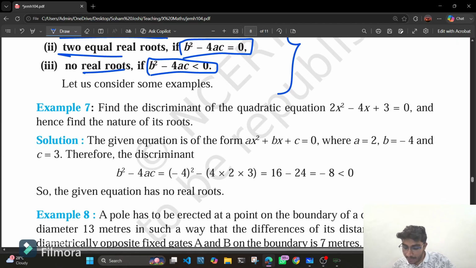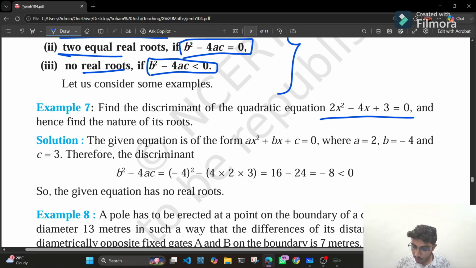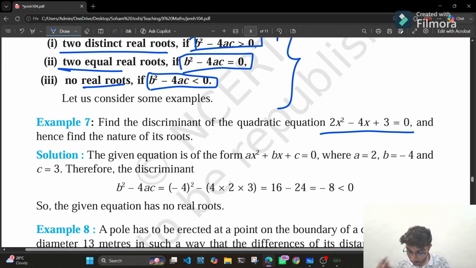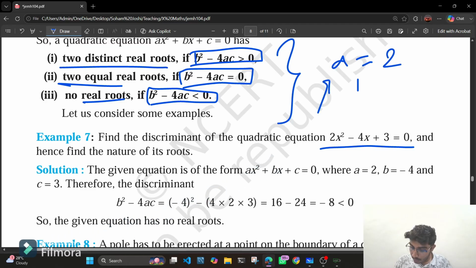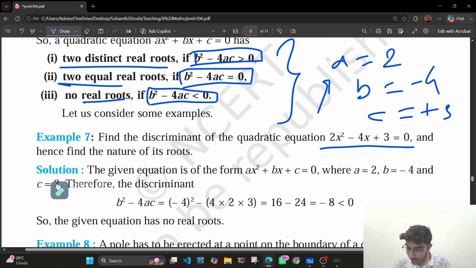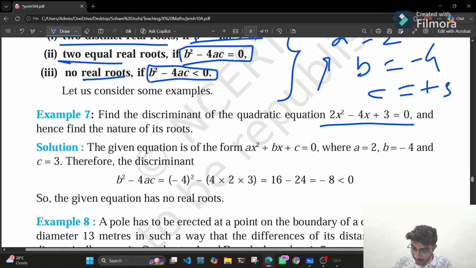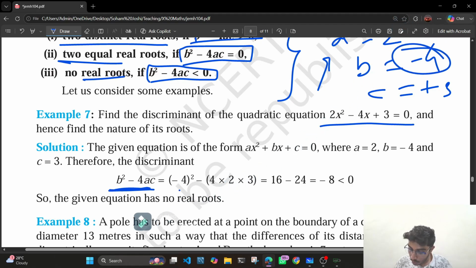Here in the example, we are given: find the discriminant of the quadratic equation 2x square minus 4x plus 3 equal to 0, and hence find the nature of its roots. So basically, we can see that here a is equal to 2, b is equal to minus 4, and c is equal to plus 3, right? So if we find the discriminant, that is b square minus 4ac, that is minus 4 square minus 4 into 2 into 3, we get minus 8.